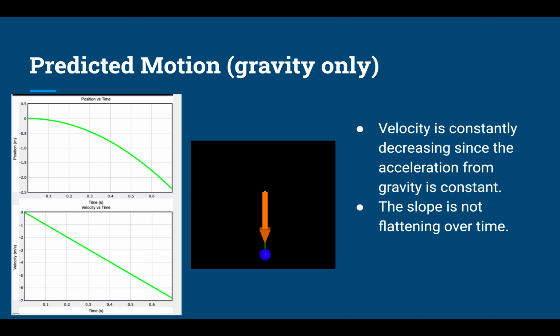So this is the predicted motion from the gravity-only model. As you can see, velocity is constantly decreasing since acceleration from gravity is constant, and the slope is not flattening over time, which is going to be important when we discuss terminal velocity in the upcoming slides.